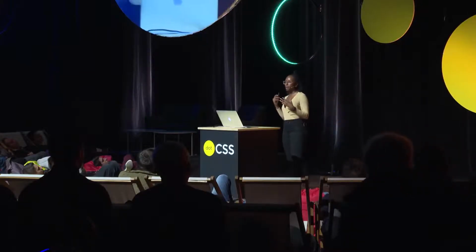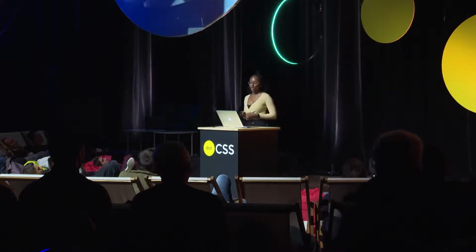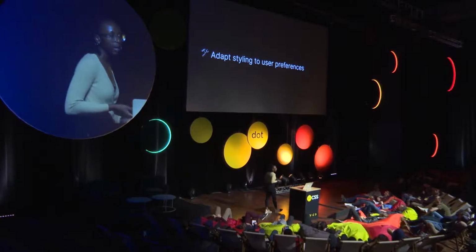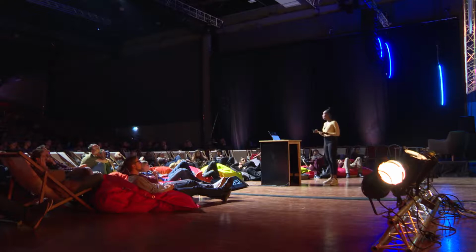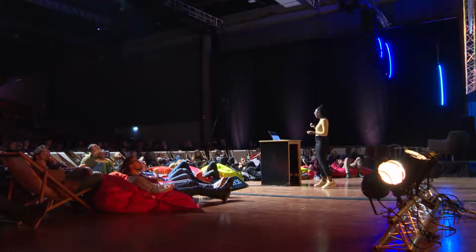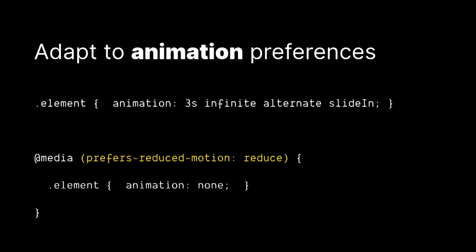And then we have adapting your styling to user preferences. So if everyone is online, it's going to be really difficult to make one experience that's going to be suitable for absolutely everybody and everybody's nitpicky preferences. And that's where the preference-based media queries come in. So we've seen things like this where we can change the experience based on stuff like animation preferences. So if someone prefers reduced motion, we can reduce or just completely remove any animation.